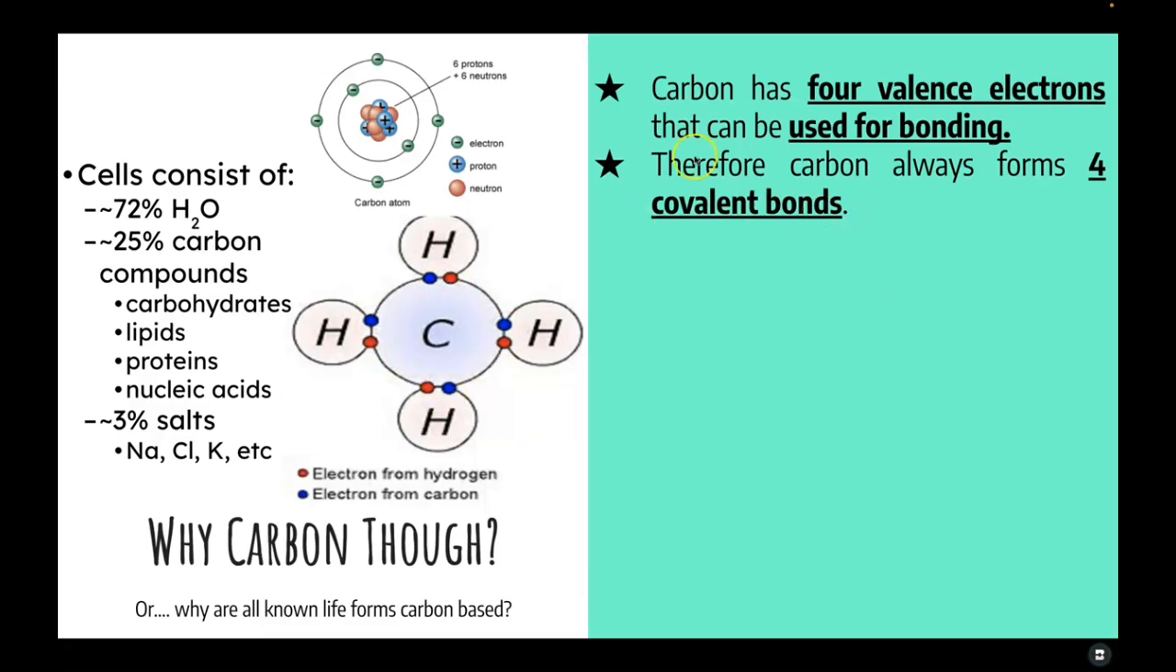What a covalent bond is, remember, is the sharing of electrons. So here you can see that the red is representing the electron from the hydrogen and blue is representing the electrons from the carbon. You see how it's sharing? So this is representing a covalent bond. Do you guys remember what type of bond water has?